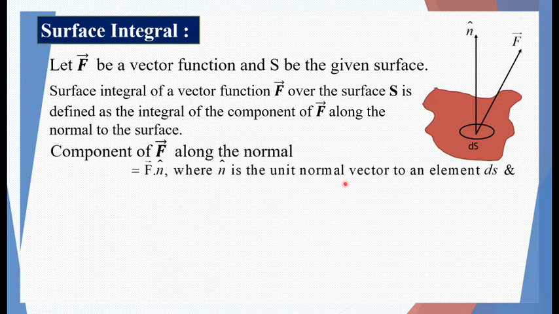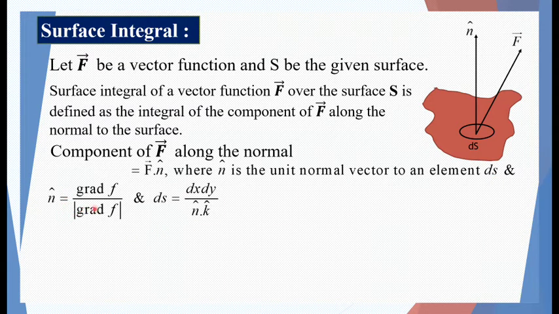Where n cap is the unit normal vector to an element ds, and n cap can be defined as grad f upon mod of grad f, and ds is equal to dx dy upon n cap dot k cap. Now see here, ds can be dx dy upon n cap dot k cap in the case when it is the xy plane. If it is the yz plane, then ds will convert into dy dz upon n cap dot i cap. And if it is the xz plane, then ds will convert into dx dz upon n cap dot j cap.